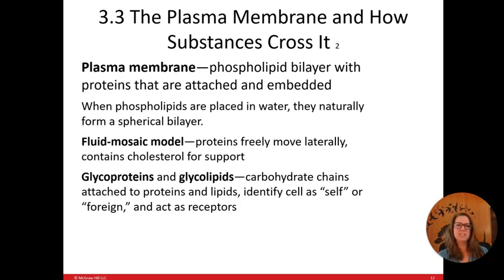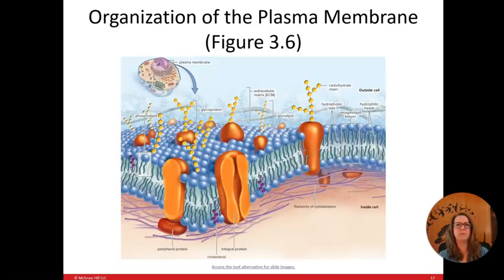So there's a couple of things to know here. The fluid mosaic model means proteins freely move laterally and contains cholesterol for support. So part of that cell membrane or plasma membrane is going to be fluid mosaic, okay? And then part of that membrane is going to be made up of glycoproteins and glycolipids, which essentially, when you see glyco, think carbohydrate. These carbohydrate chains are attached to proteins and lipids, and essentially what they're going to do is let the cell know what belongs to it and what does not belong to it. So those glycoproteins and glycolipids can act as receptors, starting to select what comes in and out.